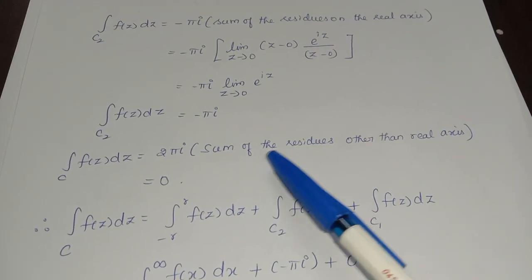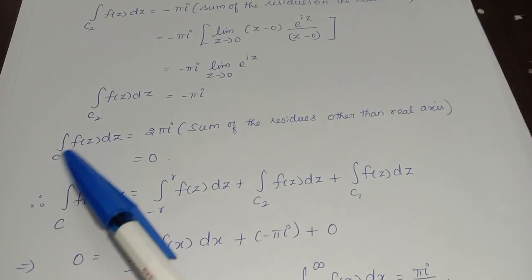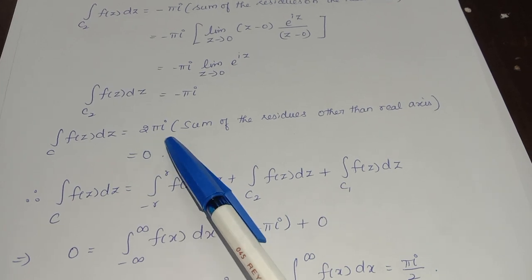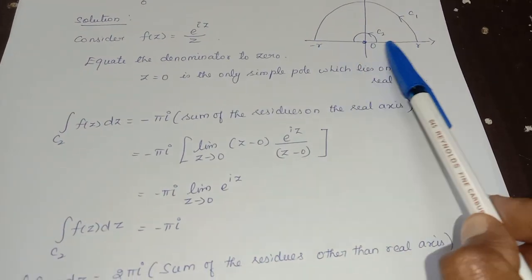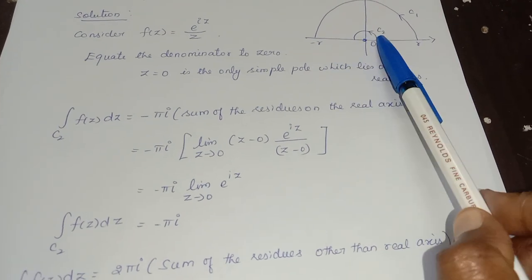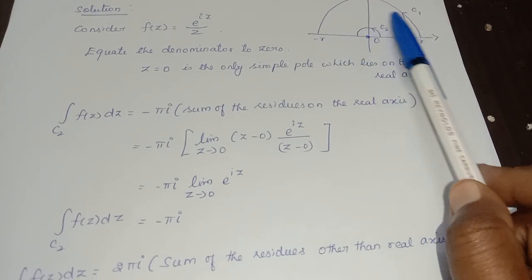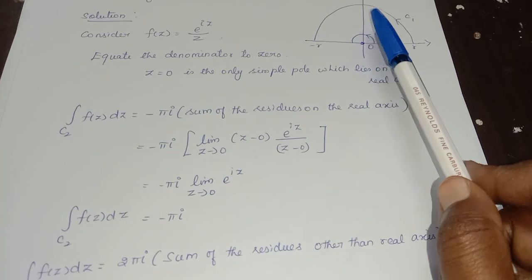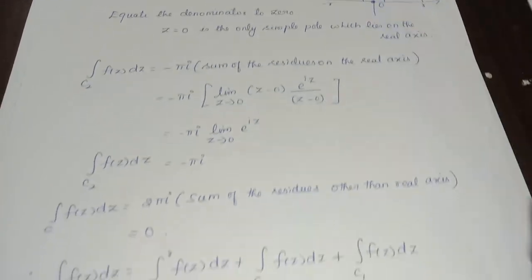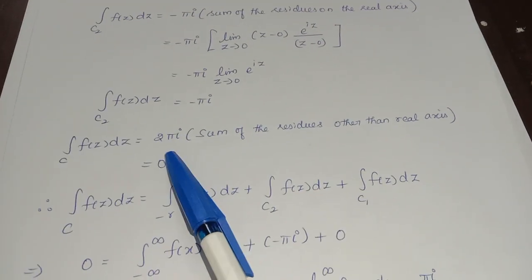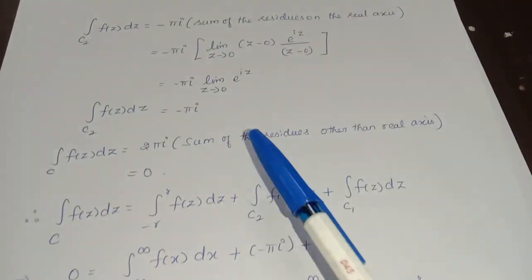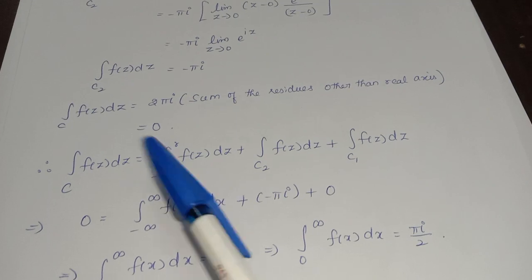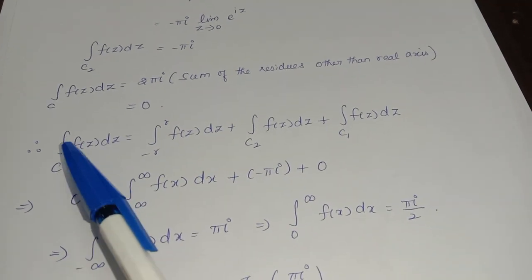Now let me write the usual procedure. The integral over C of f of z dz equals 2 pi i into the sum of the residues other than on the real axis. On the real line, whatever poles you have, omit them. Apart from this, what are the poles? Here, no pole is there for this problem. If you have any poles, you calculate the residue and multiply it by 2 pi i. Here for this problem, I don't have any poles. So it will simply be 0.